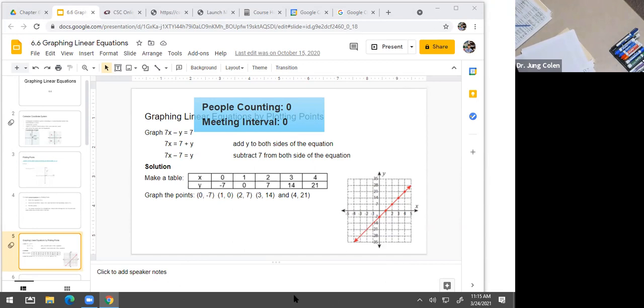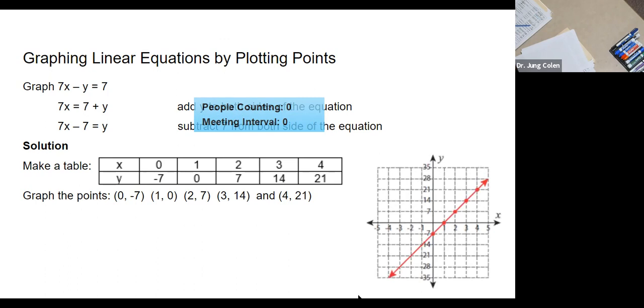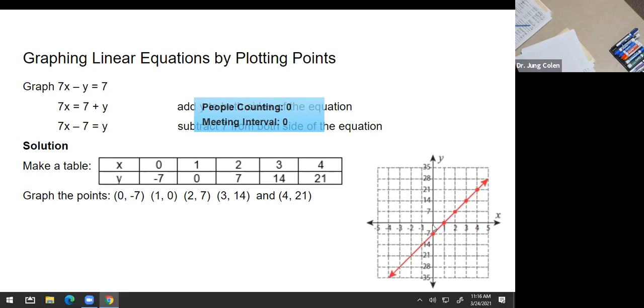I hope it's big enough, right? Okay, I believe you got that, right? So did you get a similar graph to this one? It's not going through the origin. It's not direct variation, right? Okay, so it goes through 0, negative 7; 1, 0; 2, 7.